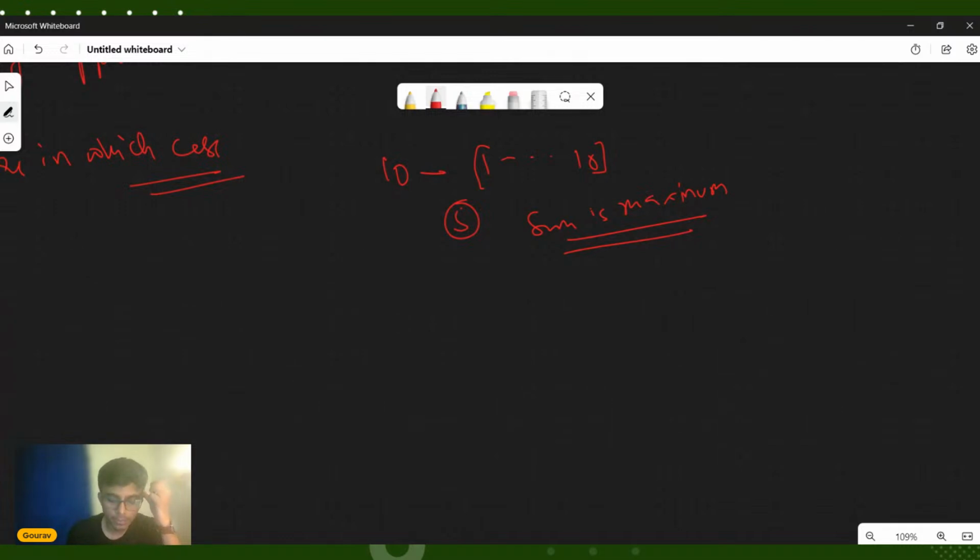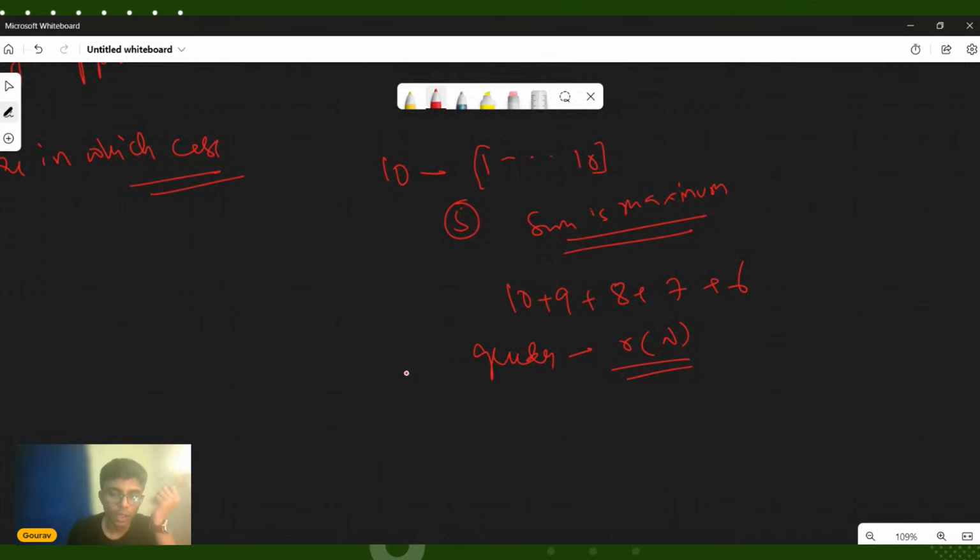So tell me this. I give you 10 coins and you're asked to pick up 5 points such that the sum is maximum. Without thinking anything, just common sense, you will pick the 5 maximum value points, that is 10 plus 9 plus 8 plus 7 plus 6. This is basically common sense. So this greedy method takes linear time.